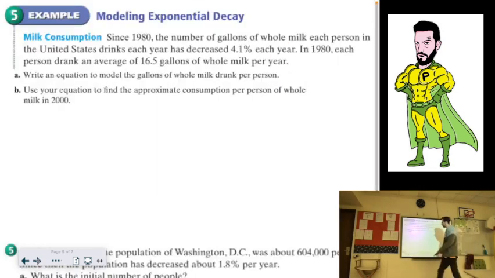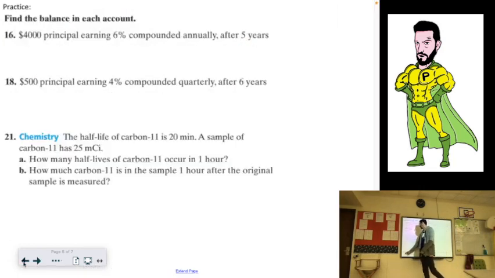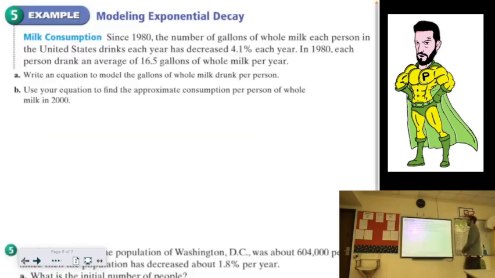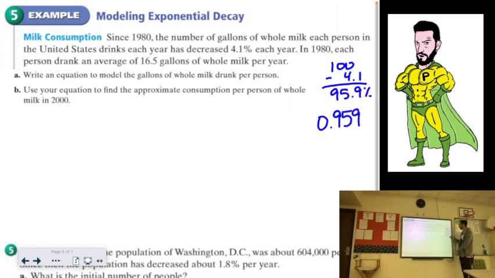I believe this is the last one before the practice. Since 1980, the number of gallons of whole milk each person in the U.S. drinks each year has decreased 4.1%. It's decreasing. We got to subtract it from 100. 100 minus 4.1 is 95.9%. We always use the decimal version, which would be 0.959. This would be the number with the exponent.